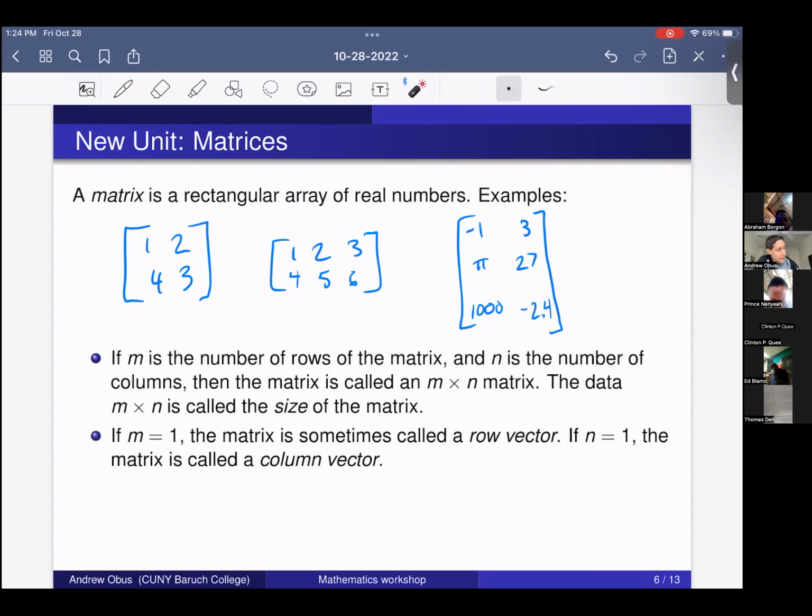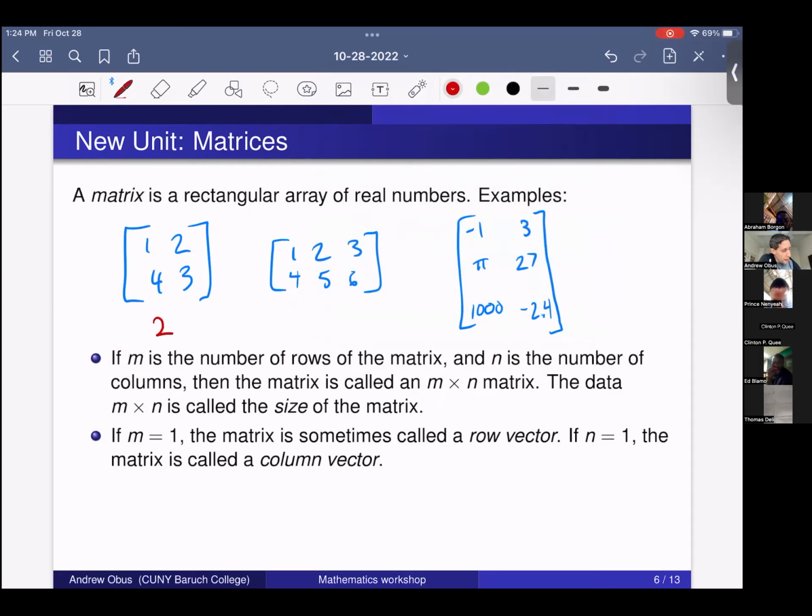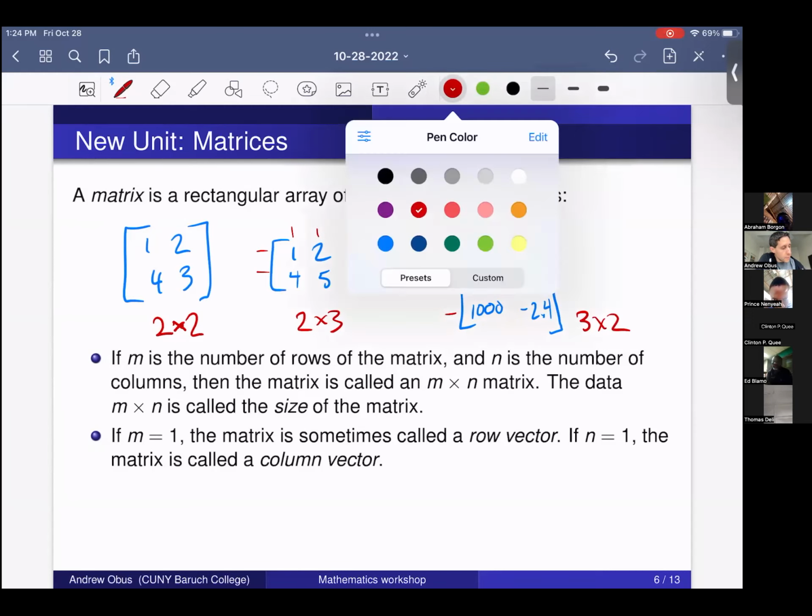If m is the number of rows of the matrix and n is the number of columns, then we call the matrix an m by n matrix. This is called the size of the matrix. The matrix here is a 2 by 2 matrix because it has 2 rows and 2 columns. This is a 2 by 3 matrix because it has 2 rows and 3 columns. And this over here is a 3 by 2 matrix because it has 3 rows and 2 columns.